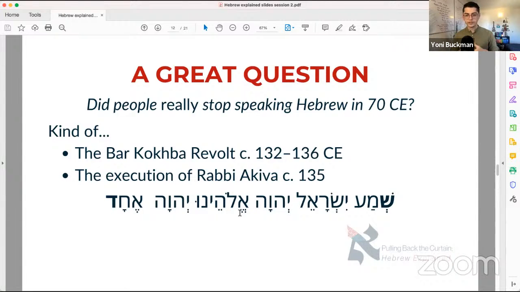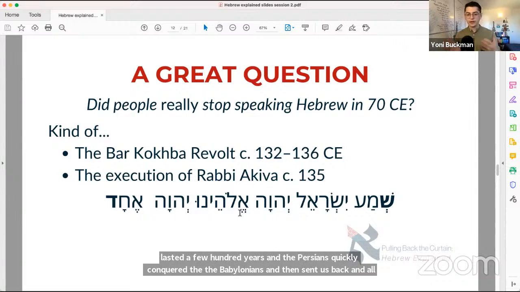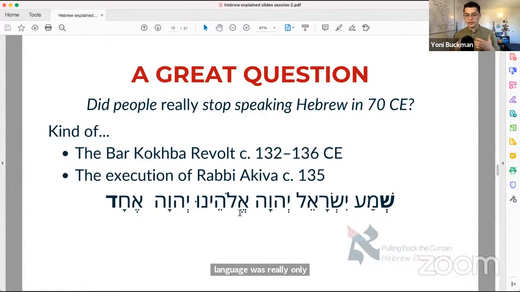The Bar Kokhba revolt around 135 was kind of a last-ditch effort to defeat the Roman Empire, to expel the Roman Empire from the land of Israel. And that was very, very horrifyingly shut down, right? So that was quashed exceptionally gruesomely by the Romans.